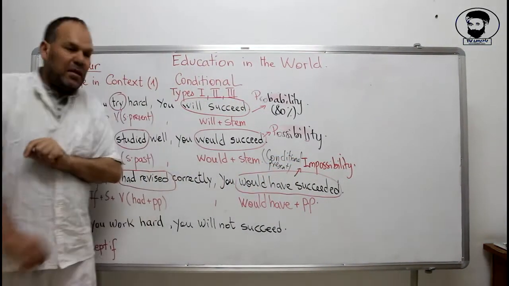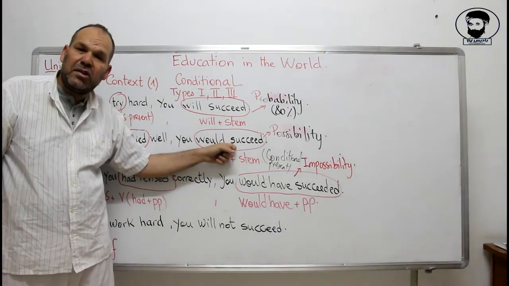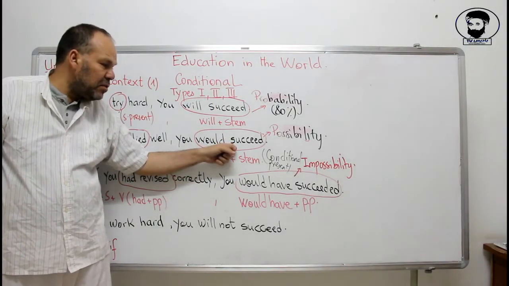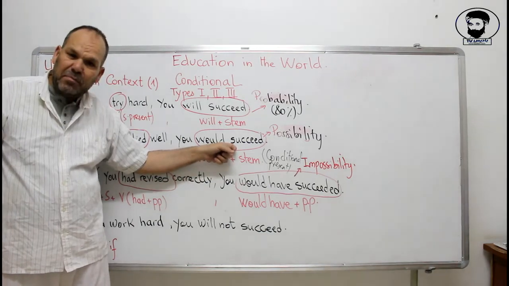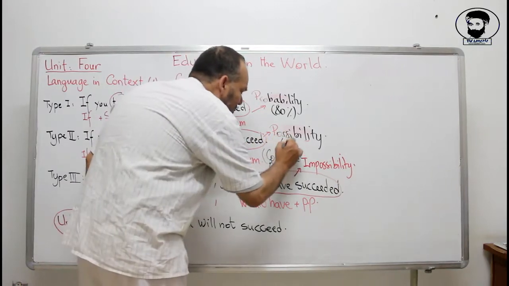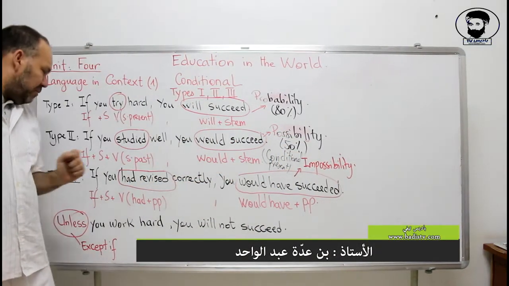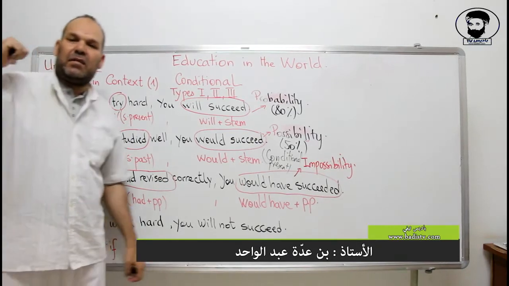What does it mean? It means that this condition, this main clause, can happen, but with a possibility. It means you've got 50% that you succeed. Why? Because you did not study.